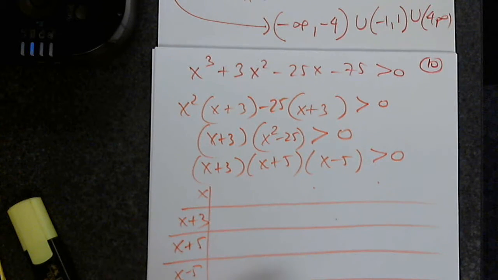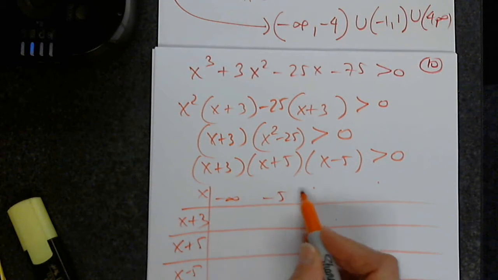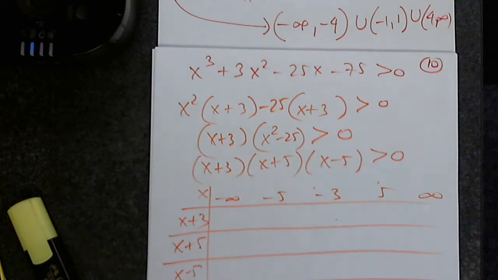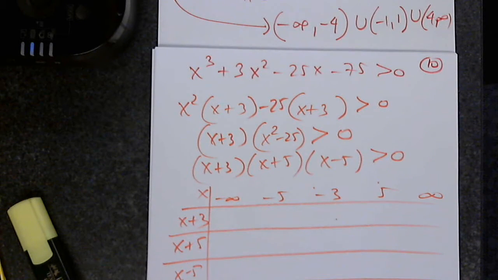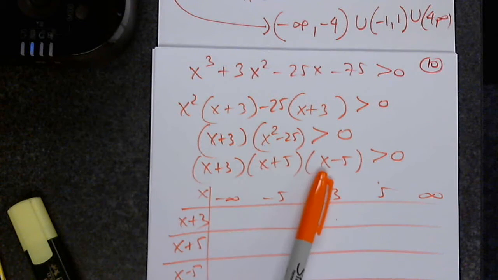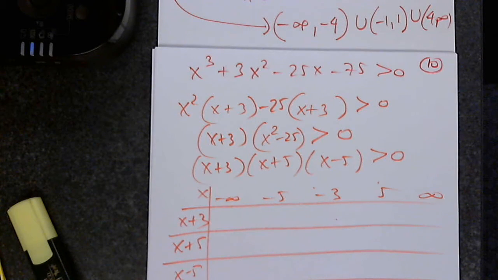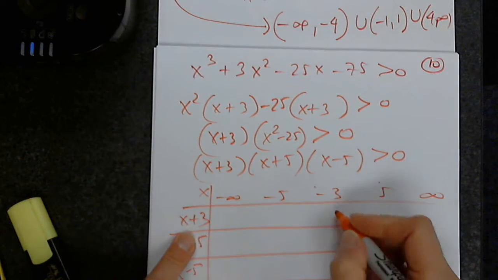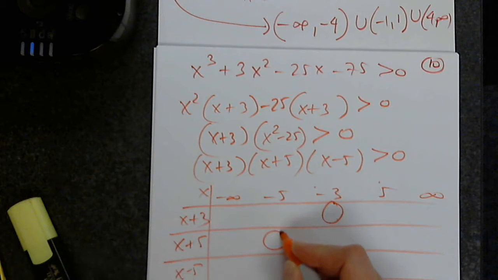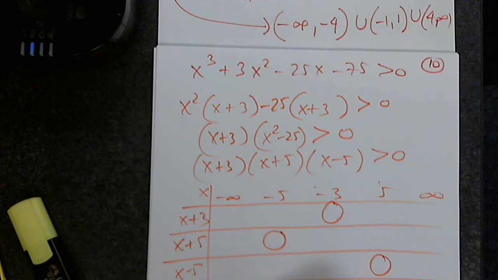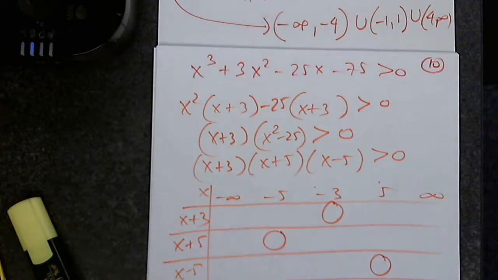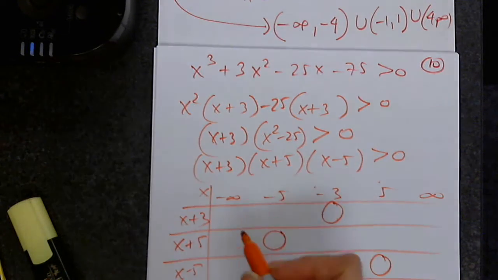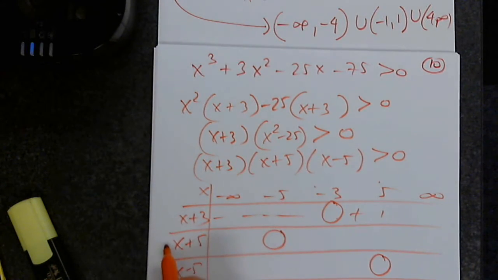The critical values will be -5, -3, and 5. Do you all agree with -5, -3, and 5? -5 from here, -3 from here, and 5 from here? We agree? Good. So there is a 0 here, and here, and here, and here. Negative and positive for all of them, because they all have this. If I had changed this into negative, then I would have had plus and minus.